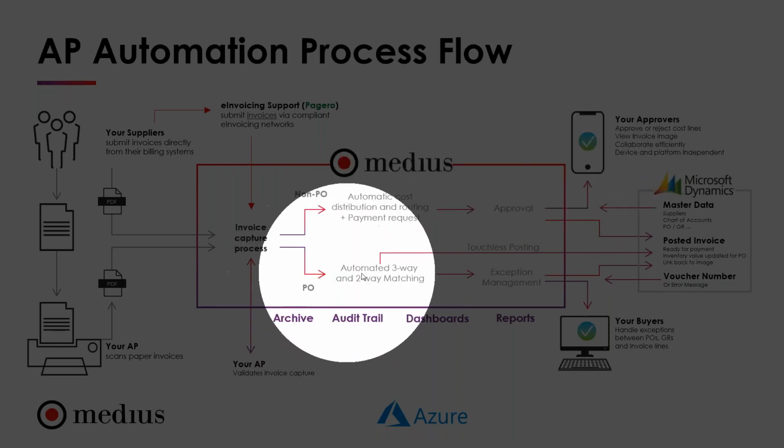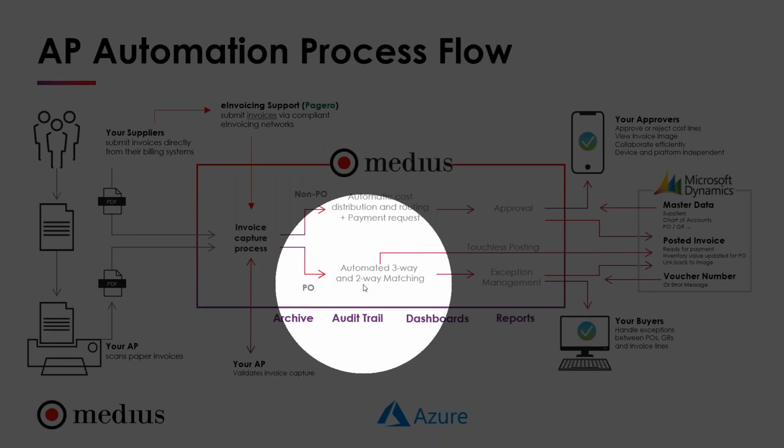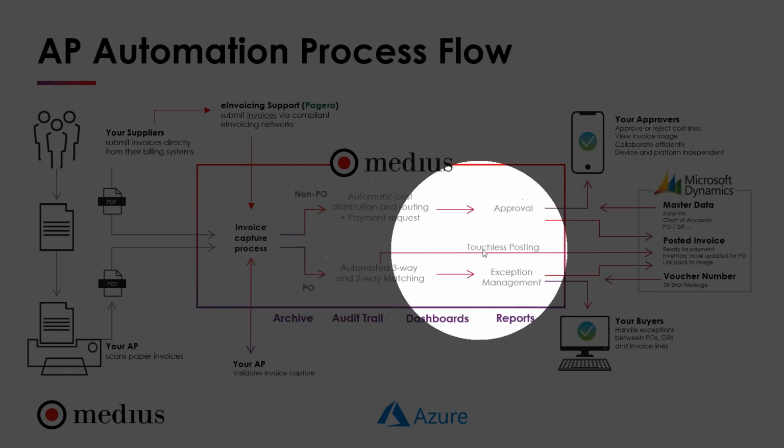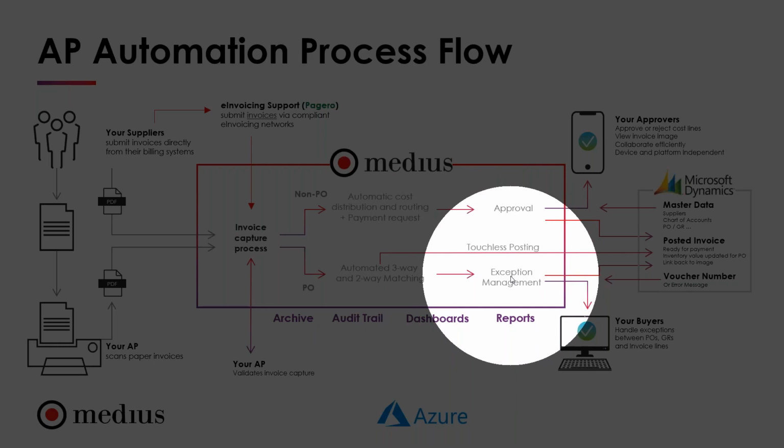For the PO-based invoice, we are going to connect them to the purchase order and also to the goods received for three-way matching. Two-way matching is also a solution we provide within our Medius Flow environment. If there is a complete match, then we have a touchless posting. And we can even achieve that with the exception management tool, where we can automate, for instance, costs that are not on the PO, but are still on the invoice, like freight costs.